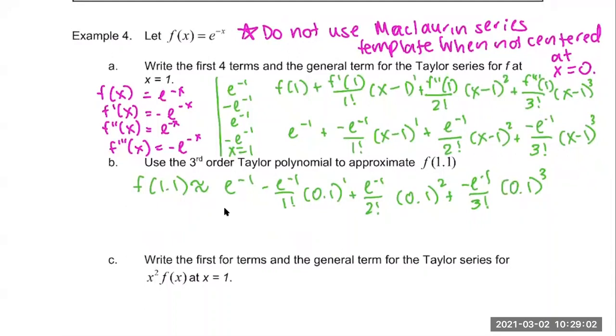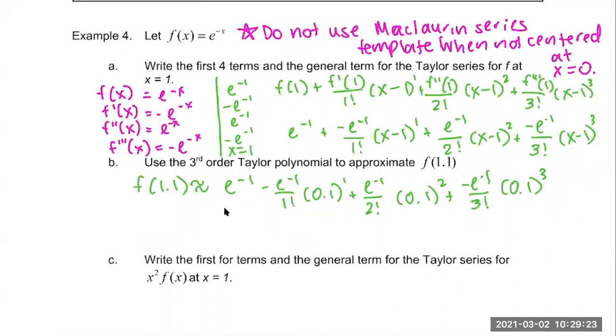Good question. Oh, yes, I did not read that carefully. Thank you, Sophie, for pointing that out. For part A, it says, write the first 4 terms and the general term. I didn't include the general term for the series. I thought it just said write the first 4 terms. So let's go ahead and come up with what that general term is.